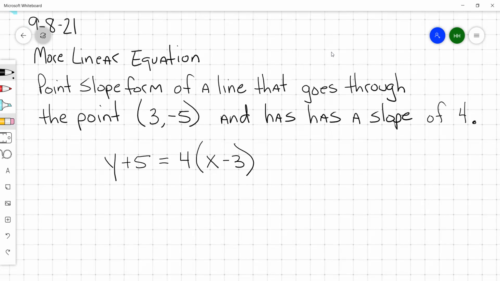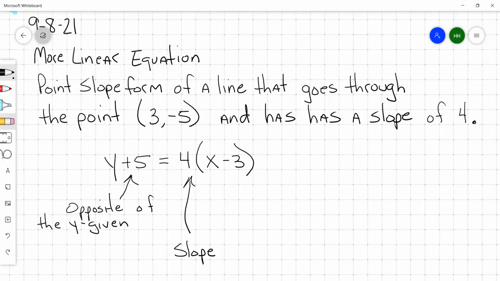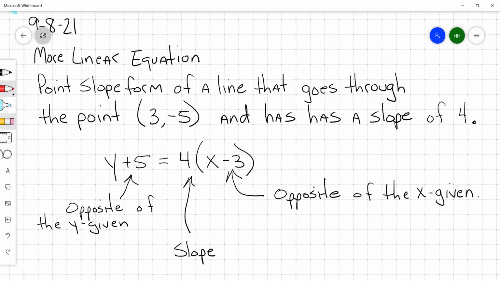So if you want to, you could put something like opposite of the y given right here between the equal sign and the left parenthesis. That's your slope. And then right here to the right of the x, that is opposite of the x given. Because in this example, this 3, this is your x value, your x sub 1. And this -5 is your y sub 1, or the y value given.